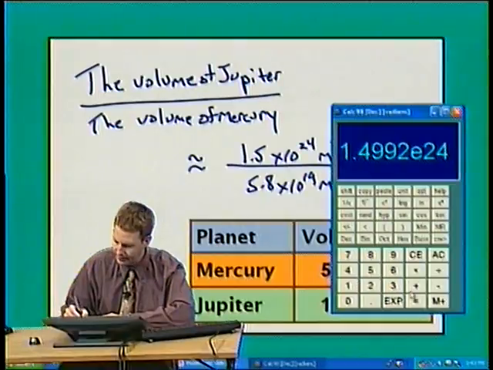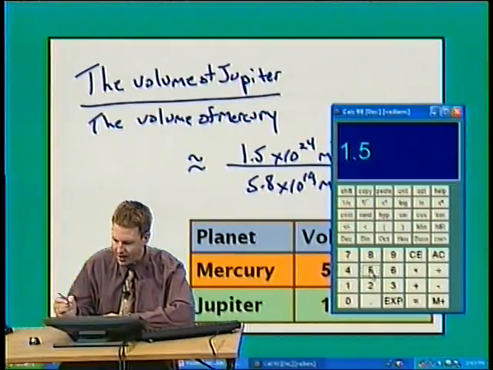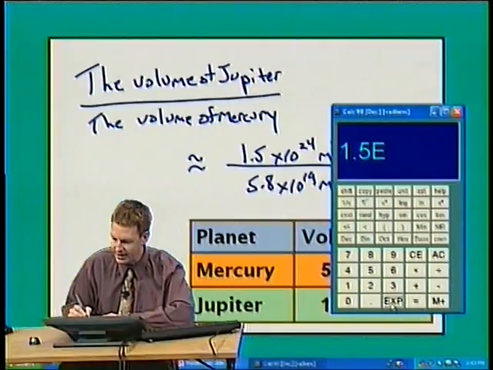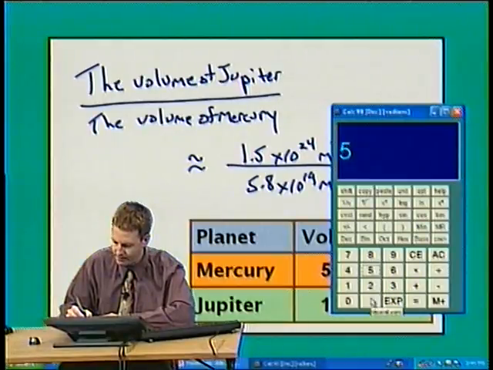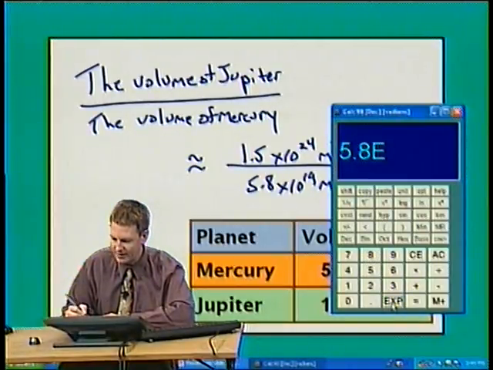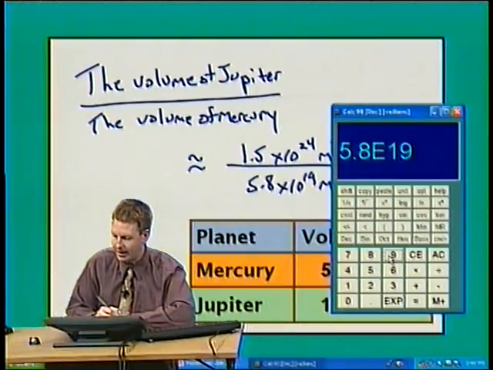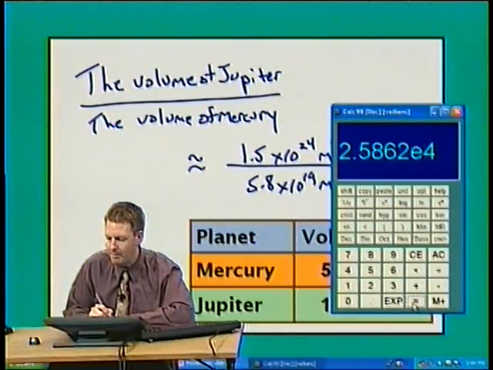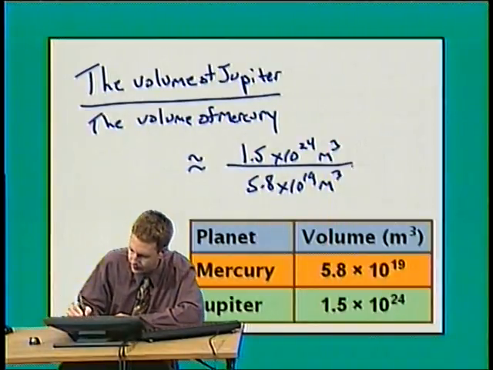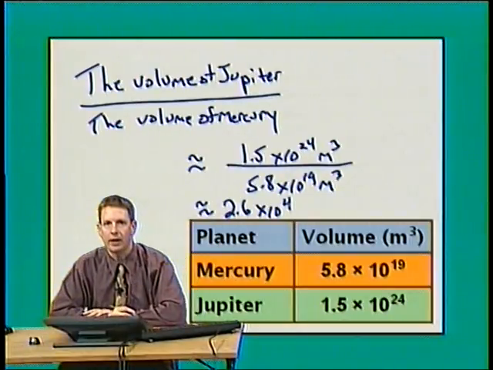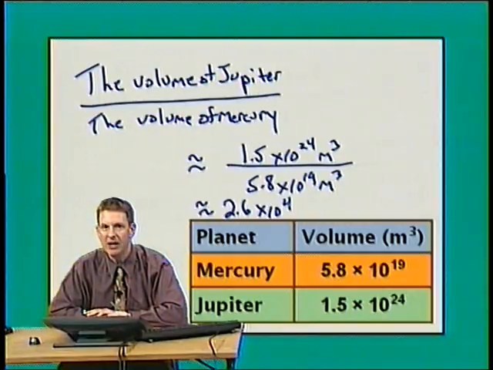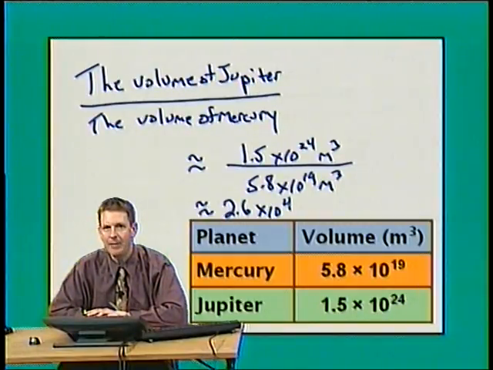So I need to take my 1.5 and put in my scientific notation, exp, that's times 10 to the 24th, and divide by 5.8, use my scientific notation key, that's times 10 to the 19th, and I'm getting about 2.6 times 10 to the 4th. What's the unit? Well, in my calculation, I had cubic meters in the numerator and cubic meters in the denominator, so they divide to 1. There is no unit on this ratio.